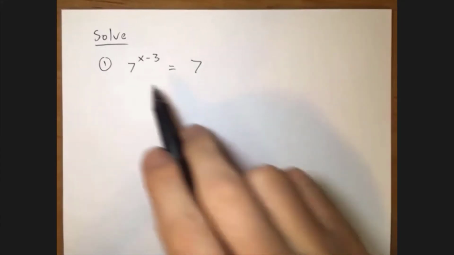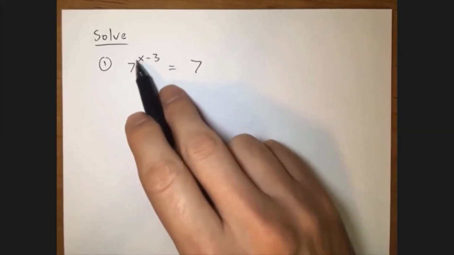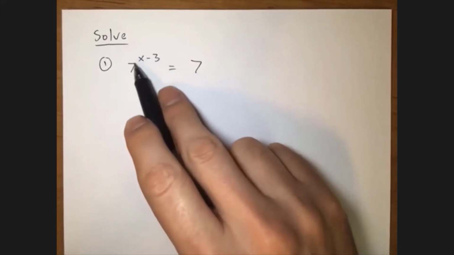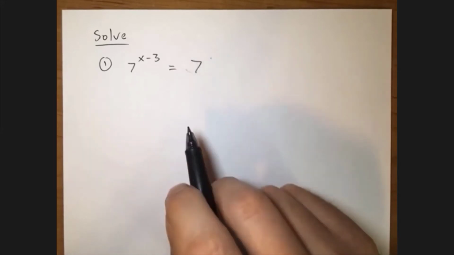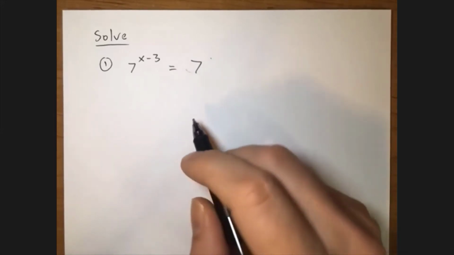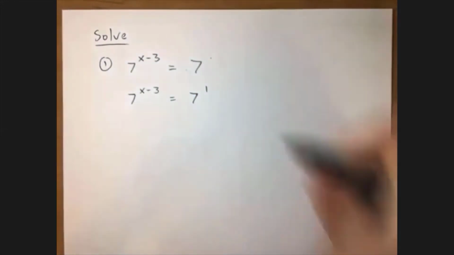So we have 2 to the power x minus 3, which is an exponential function with x minus 3 plugged in place of x. This is an exponential function with 1 plugged in place of x. In other words, what I can do is I can write this as this.